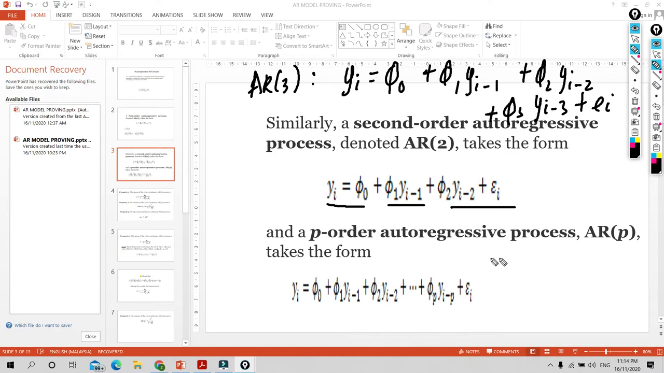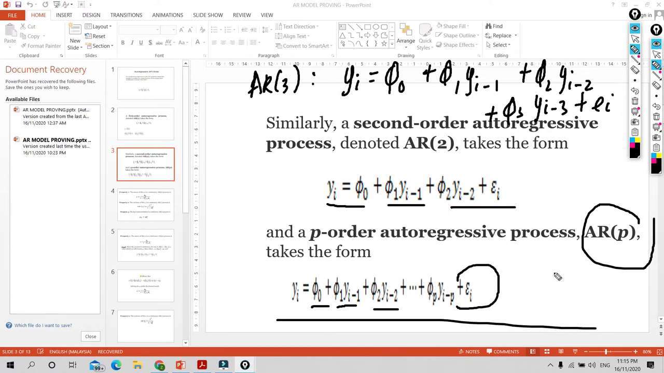Now, let's say I want to write the p order, AR(p). The p order autoregression process is y sub i equals phi naught plus phi 1 y i minus 1, phi 2 y i minus 2, phi 3 y i minus 3, and so on until phi p y i minus p, plus the white noise term. This is how we write the autoregressive model depending on the order: first, second, third, fourth, fifth, and up to p order. This is how you write the autoregressive model for the time series.